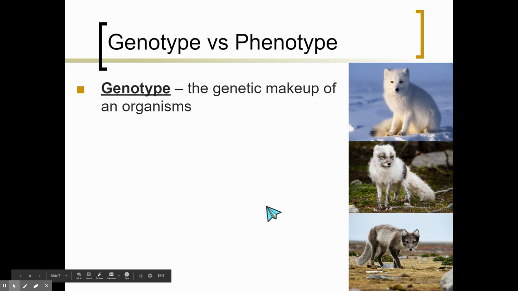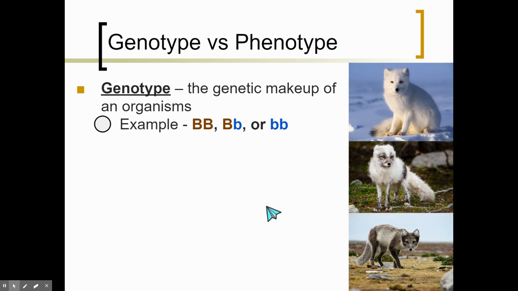So our genotype versus our phenotype. Our genotype is known as the genetic makeup of an organism. So this is what we were talking about before with our big B, big B, big B, little b, little b, little b. You cannot look at an individual and figure out their genotype. This is something that we have to look up genetically. So our genotype is the expression of our genes themselves.